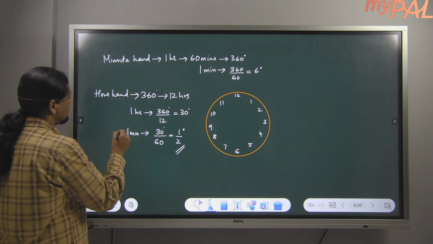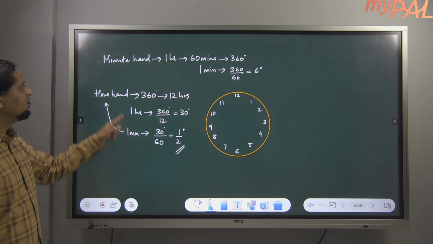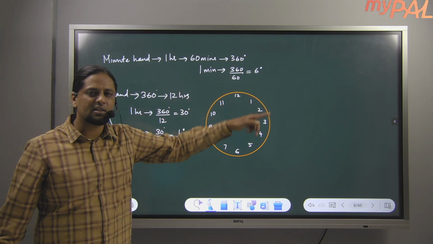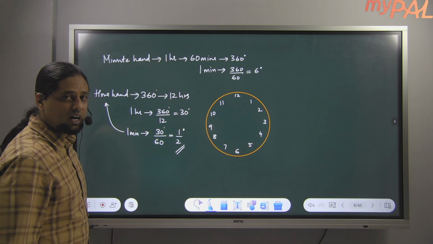In 1 minute our hour hand is covering how much? It's just moving half a degree. But the minute hand, in the same 1 minute, is covering how much? It's covering 6 degrees. So based on these we will start facing the questions.